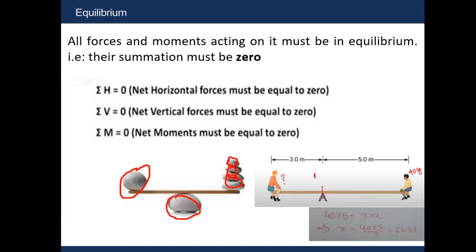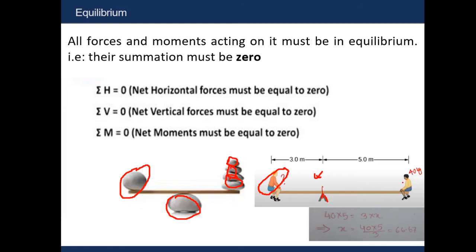Here is another example, and you are asked to solve it. Suppose a person is sitting on this bench, which is a swinging bench resting upon this support. This person's weight is 40 kg, as mentioned here, and we don't know the weight of the other person, so we are asked to calculate the weight of this person to maintain the bench in an equilibrium state.